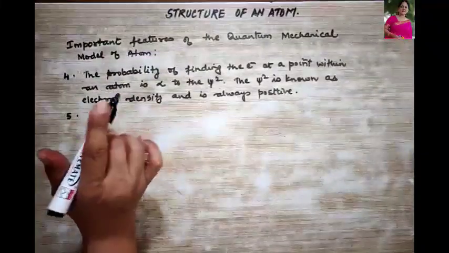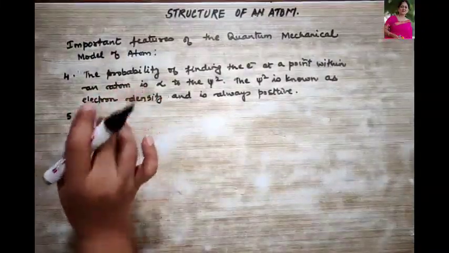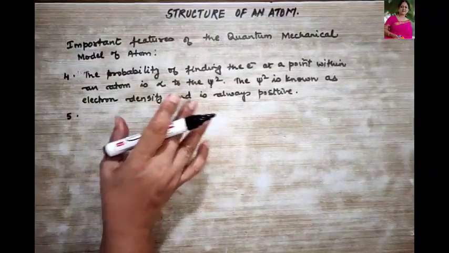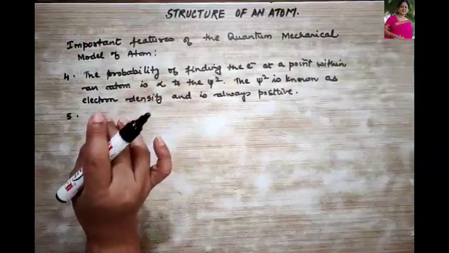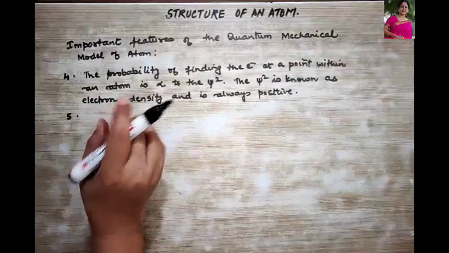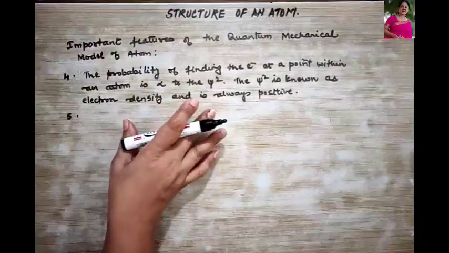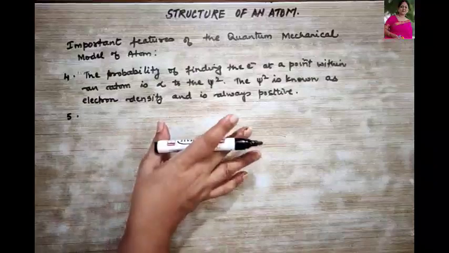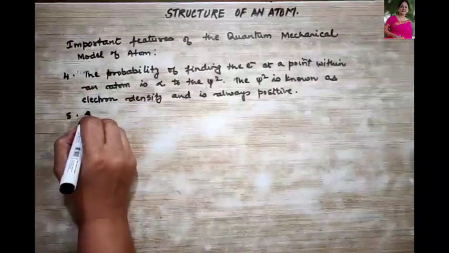What are those three constants? The n, l and m. And these n, l, m, they are the quantum numbers. So over here, n means the principal quantum number, l means the azimuthal quantum number, and m means the magnetic quantum number, and they specify the position, energy, and the orbital and the orientation of the electron in an atom. Clear?